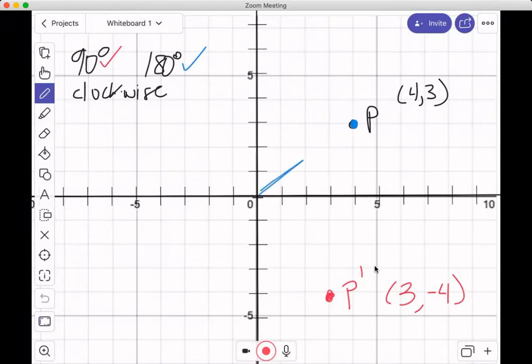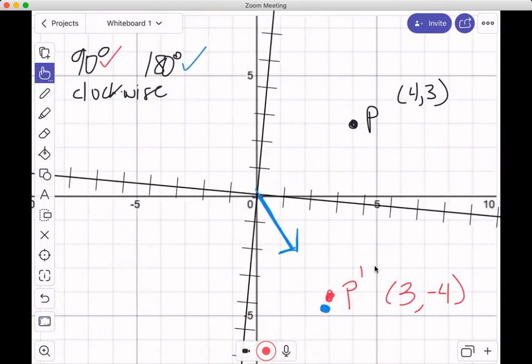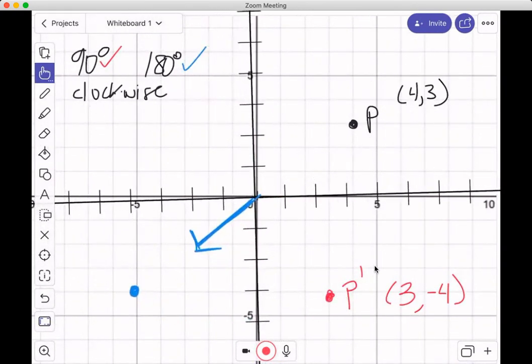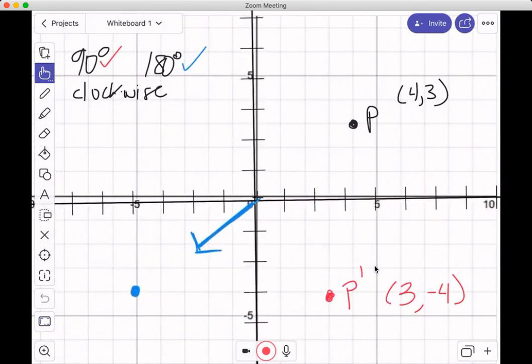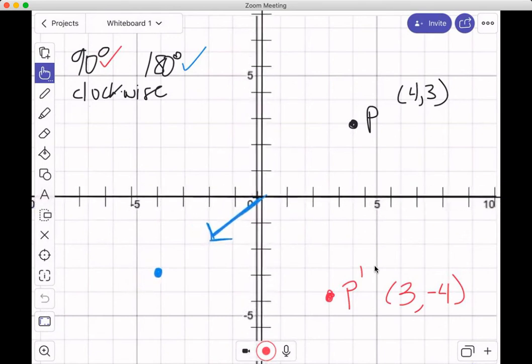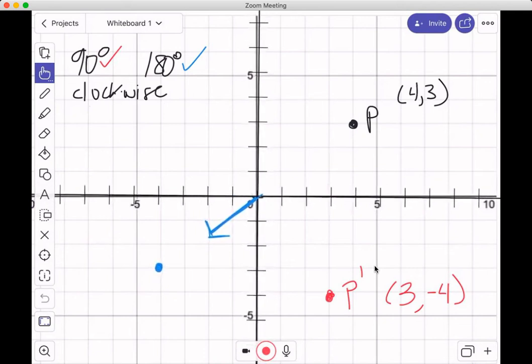So I'll draw my arrow again just so you can see how it changes as we rotate. Now this time I'm rotating it 180 degrees. So I'm going to do one turn, and then turn it another rotation to make it 180. So let me line it back up with my origin to where it lands right there.